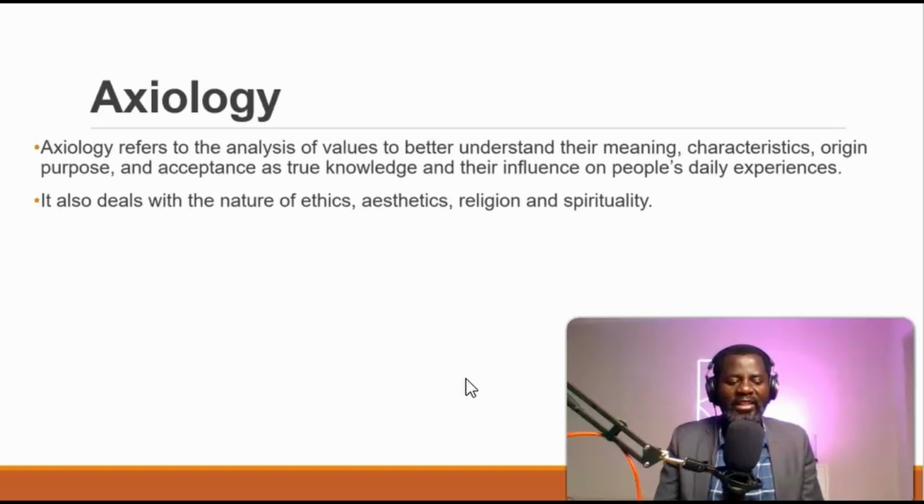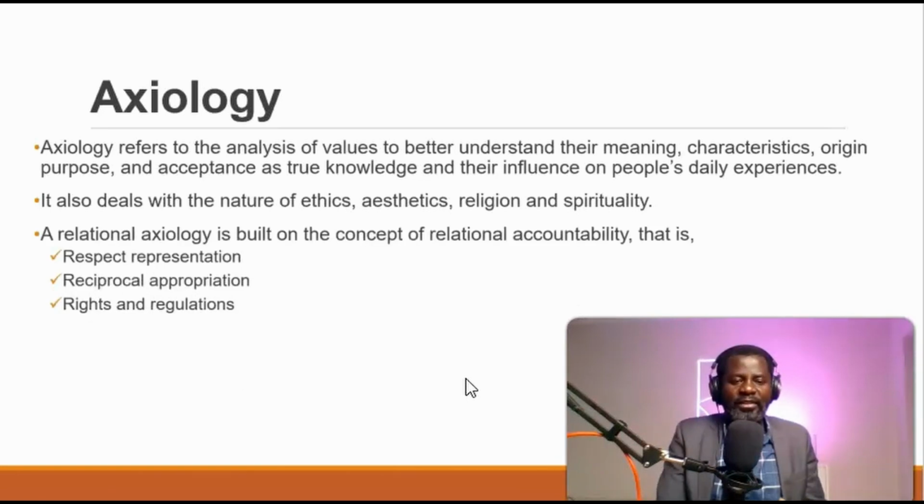How do you conduct data? Do you come as a Western or European? And again, when I talk about European, I'm not just talking about European people. I'm talking about people coming with a Eurocentric mindset when dealing with indigenous people. Axiology, in terms of the indigenous research paradigm, takes a relational approach. It is built on the concept of relational accountability, which involves respect and representation, reciprocal appropriation, rights, and regulation.